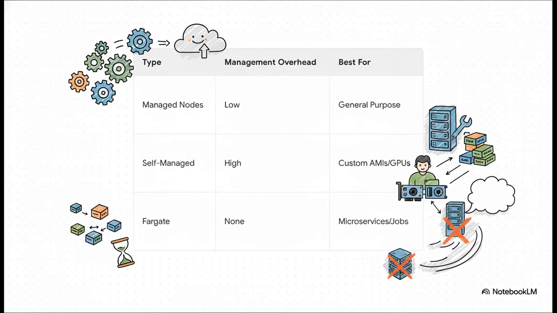For most general-purpose stuff, managed nodes are going to be your best friend. Super low overhead, lots of automation. But hey, if you need a really specific custom operating system or some heavy-duty hardware like GPUs, then you'll want the fine-grained control of self-managed nodes. And then there's Fargate. If you're running microservices or little jobs and you just don't want to think about servers at all, Fargate is perfect. We're talking zero management overhead.